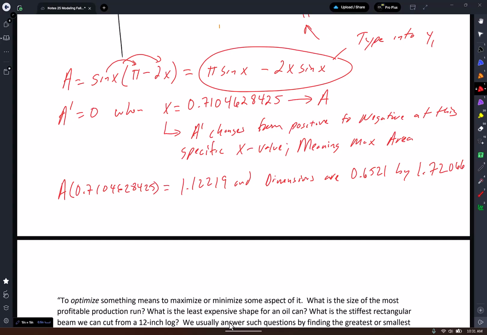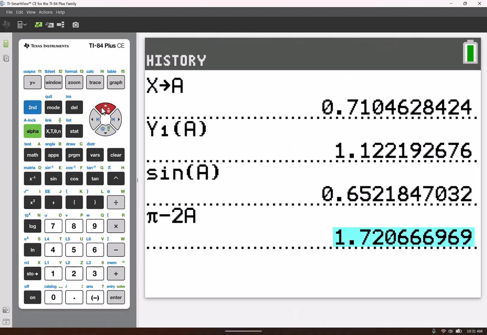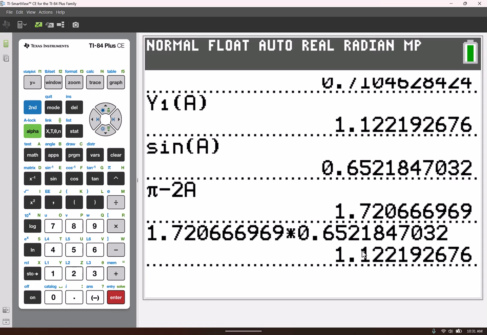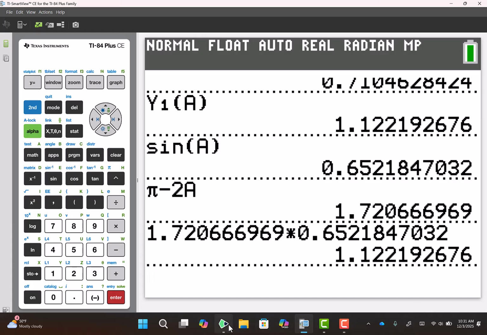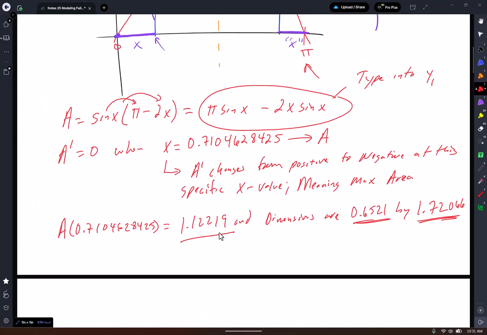How is the lanes bigger than my max area? Guys, if you take this and you multiply by this, you're going to get that number. So look, if I go that times this, voila, 1.122. Cool, right? Everything makes sense. I think we got it. Max area, there it is. Square units, there's no units here, but square units, dimensions are blah by blah.